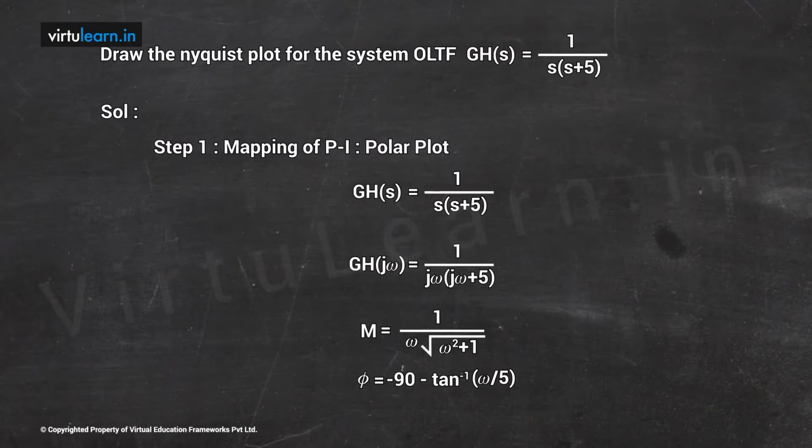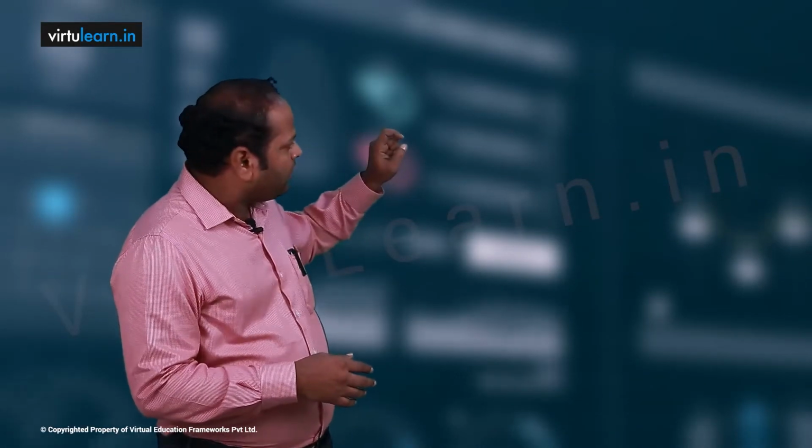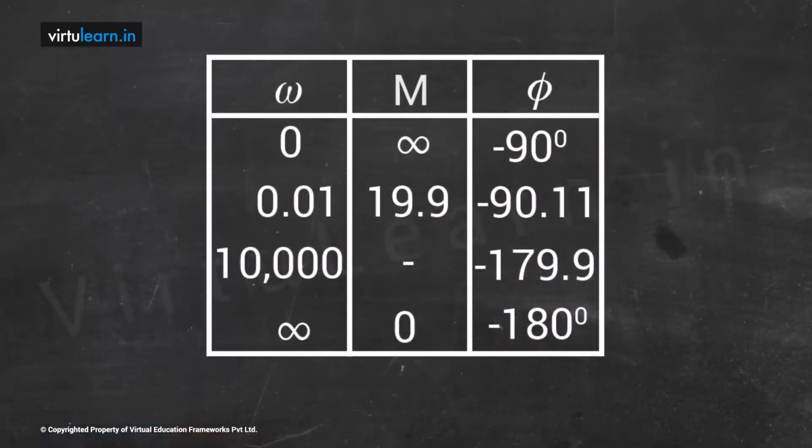Then we can write the magnitude and phase angle expressions. Without writing the magnitude and phase angle, we can also prepare the table, because it is a minimum phase transfer function and there are no zeros at all. When you prepare the table, we list omega for various values with magnitude and phase angles. In this case, I am taking only 2 entries. You can also take 4 entries for better accuracy. At omega 0, what will be the magnitude? It is a type 1 system, so the magnitude is infinity.